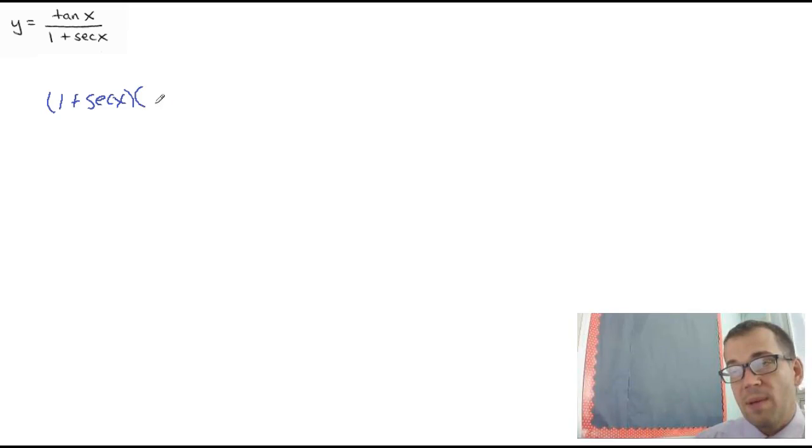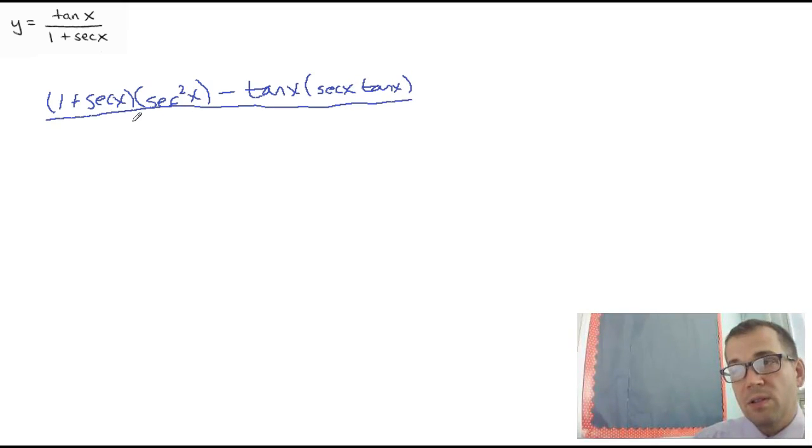D high, which we need to memorize, is going to be secant squared, minus high D low, so this is going to be 0, and this is going to be secant tangent, all over low, low. And this is one of the problems where it's going to look a lot worse before it looks better. The numerator, I can definitely do some work to simplify this.